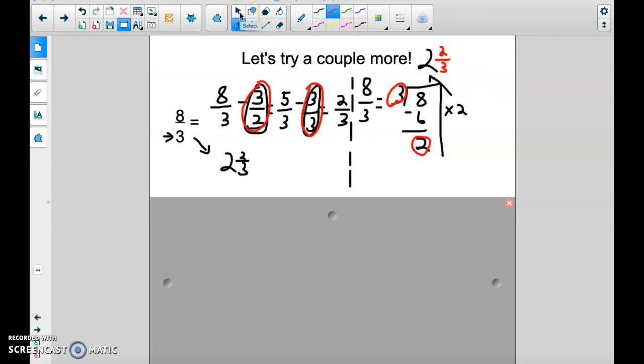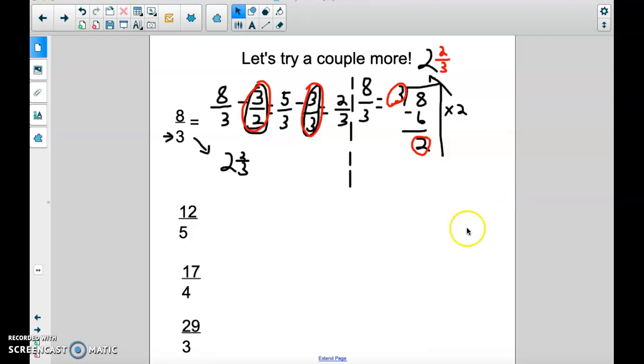Make sense? What I'm going to do is I'm going to show you 3 more problems. I'm going to pause it. Try to do all 3 of them, and then we'll show the answers. Okay? So here are your 3 problems. Convert these into mixed numbers. Let's go ahead, pause your video, do your very best on all 3, and then we'll go from there.